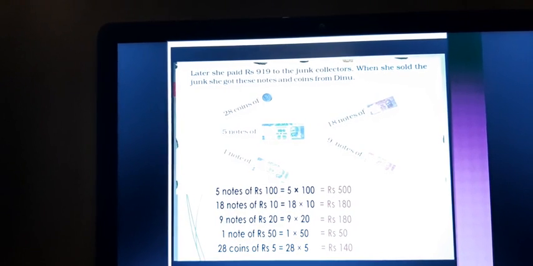See, record in her diary. Find out how much she earned this time. On 18th March 2007, what she has earned, we will see that. See, if you see that, 5 notes of rupees 100 is 5 into 100 is 500.